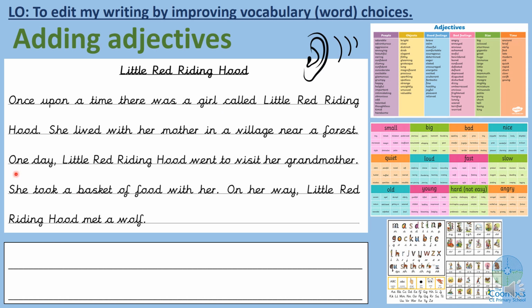So once upon a time there was a girl called Little Red Riding Hood. So I could describe the girl here. I could think about what she looks like. Maybe she's a small girl. Maybe I could think about what she's like on the inside. Is she a brave girl? Is she a kind girl? And I'm going to put she was a brave girl. So with my pen, I'm just going to draw a little arrow to show there's meant to be another word there. And I'm going to write there was a brave girl.